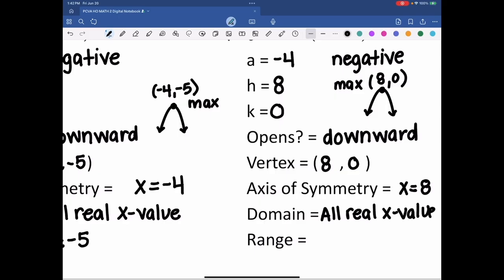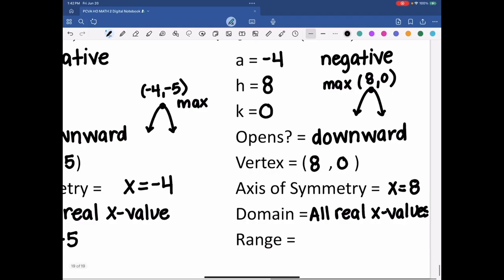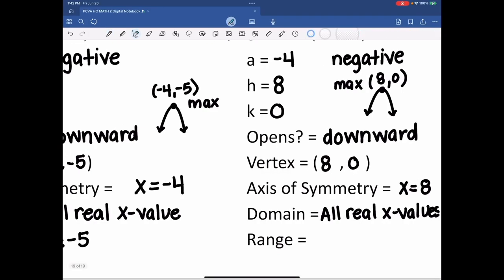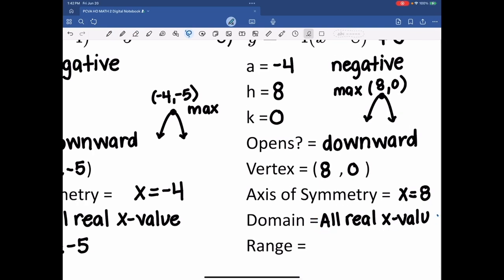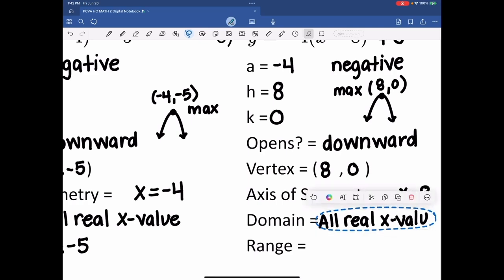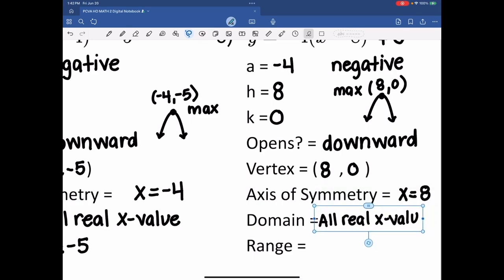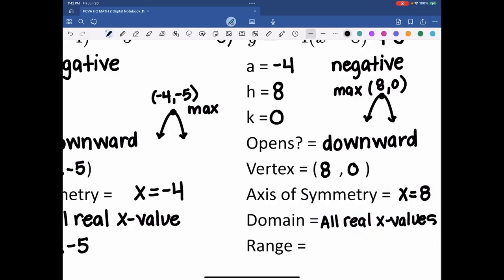So then we need to talk about the actual range here. So the range is my y values. And if we're looking at those y values, we're talking about how far is it going up or down. So that's going to be restricted by my k value. So my max k value is 0 right here, and then it's going downward. So my range here is going to be y is less than or equal to 0.